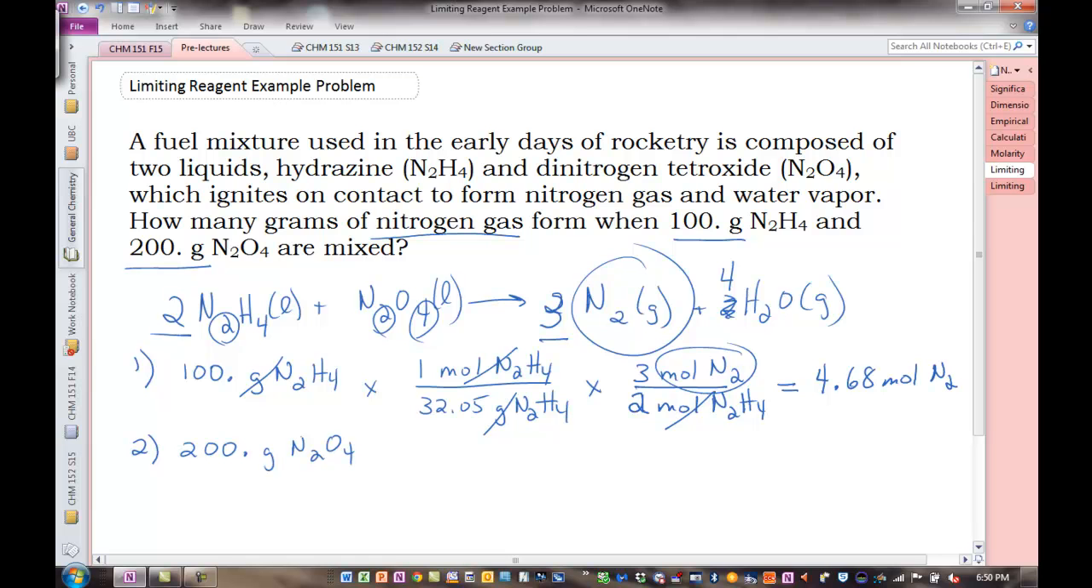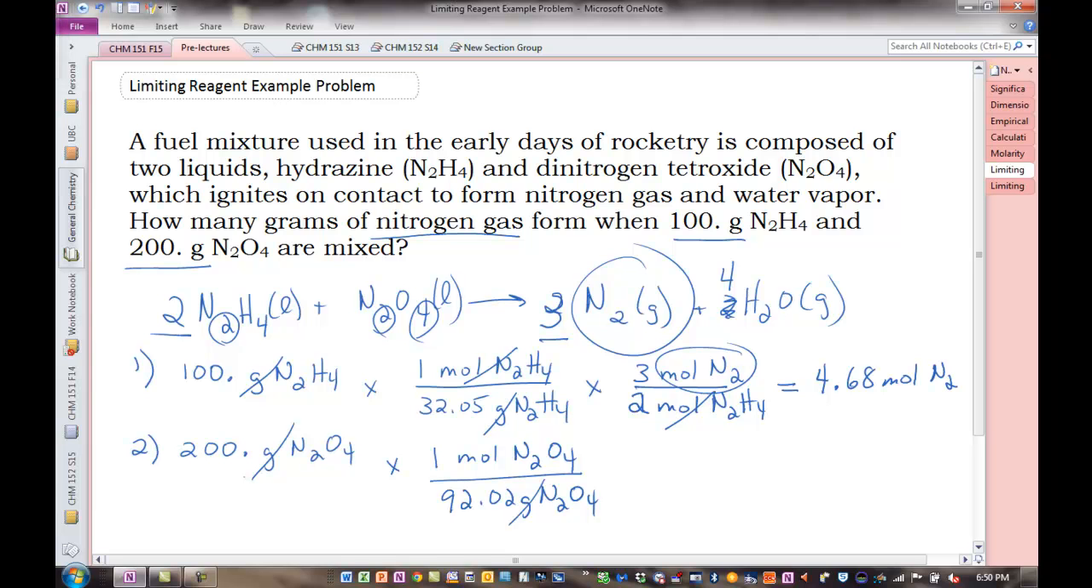So let's do the same calculation for N2O4. Again, we need moles so that we can get to moles of something else using the mole ratio. Calculating the molar mass of N2O4, 2 nitrogens at about 14 each, 4 oxygens at 16 each. I came up with 92.02 grams of N2O4. Again, arranged properly so that grams cancel. Now we have moles of N2O4.